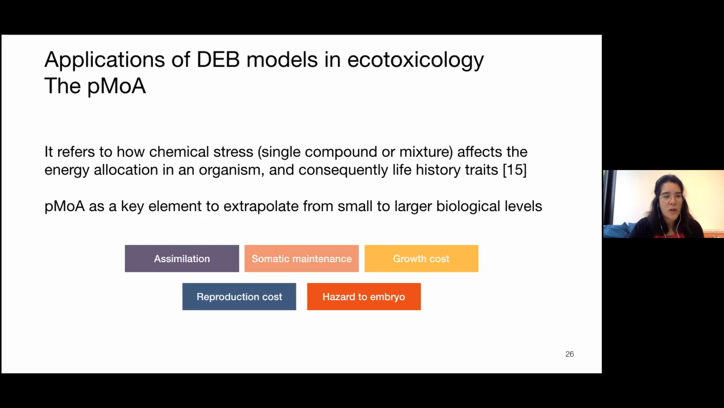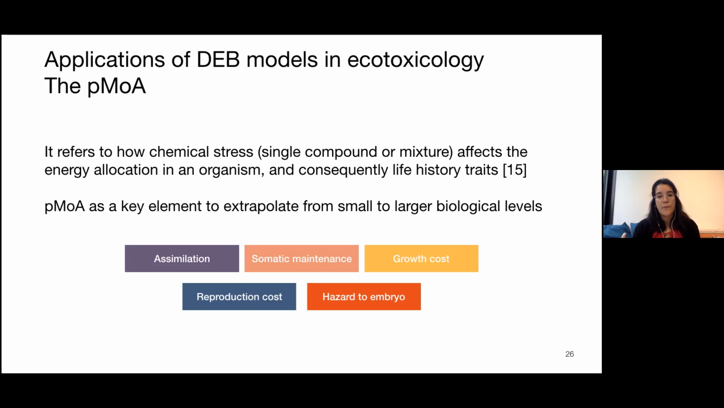In ecotoxicology, probably the most interesting aspect is that it allows for deciphering the physiological mode of action, which refers to how a chemical stress, single or mixture, affects the energy allocation in an organism, and consequently the life history traits. And this is a key element for extrapolating from small to larger biological levels.